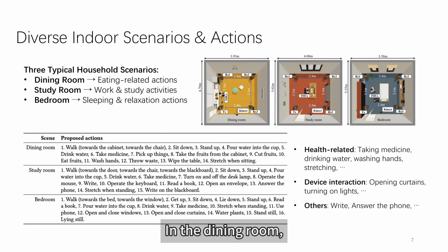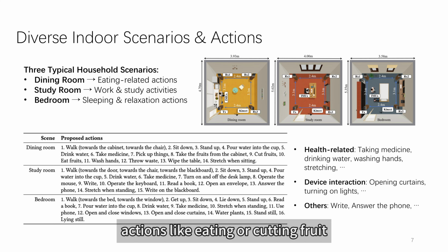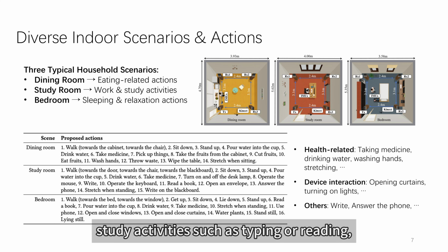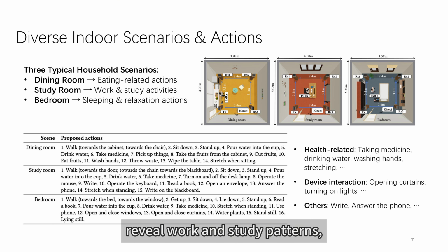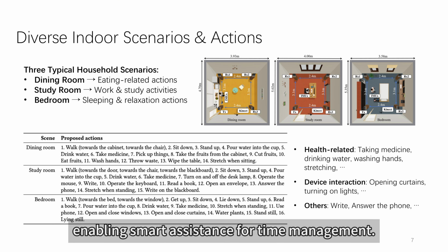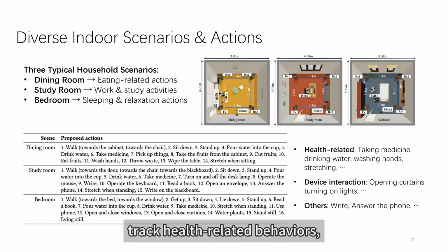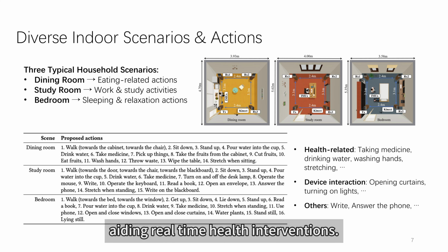In the dining room, actions like eating or cutting fruit reflect dietary habits, supporting health monitoring. In the study room, study activities such as typing or reading reveal work and study patterns, enabling smart assistance for time management. In the bedroom, actions like taking medicine and sleeping track health-related behaviors, aiding real-time health interventions.